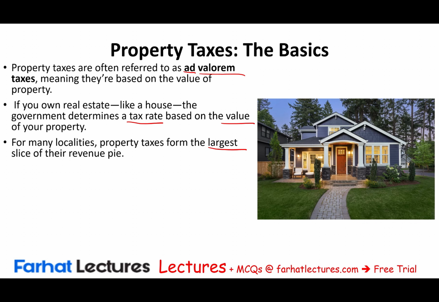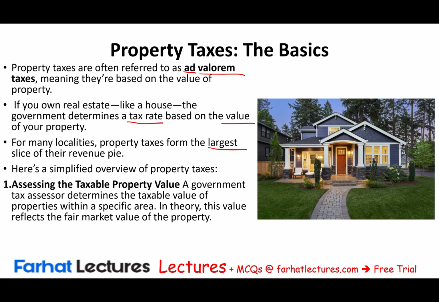And I'm going to show you real quick. This is a simplified version of how property taxes are determined. So what happens is this. The first thing, the government will have a tax assessor. A tax assessor will determine the taxable value of the properties. Now, when I say taxable value, it could be the fair market value. It could be that they take other factors. Somehow, the government says this is the taxable value of your property.